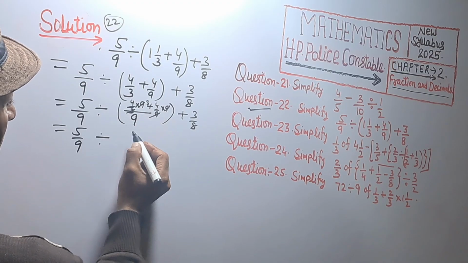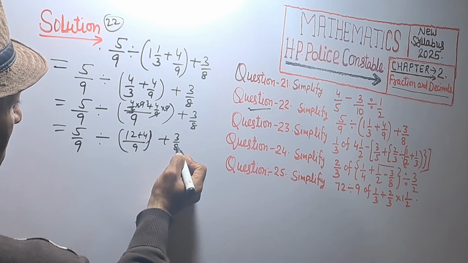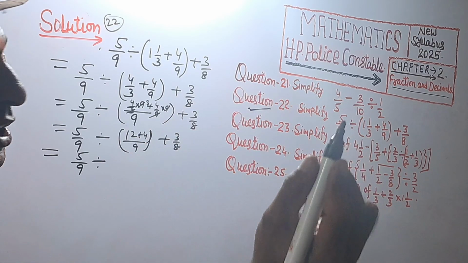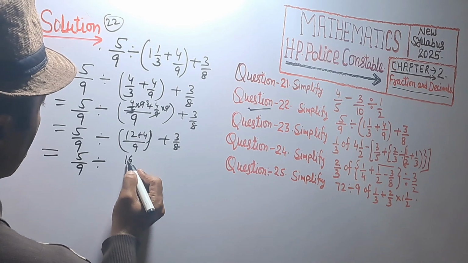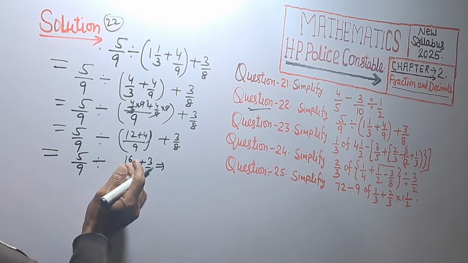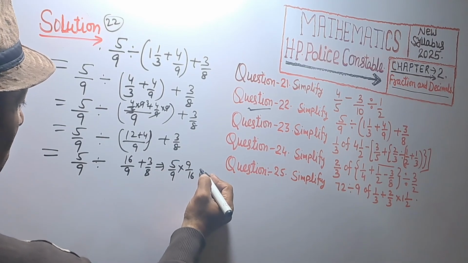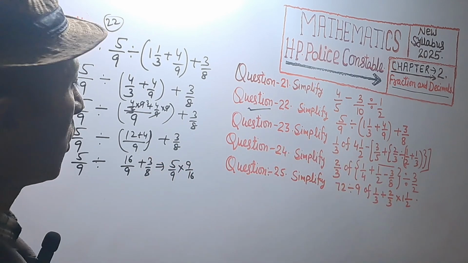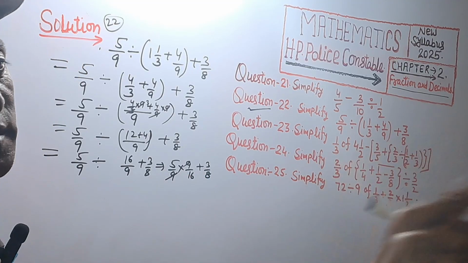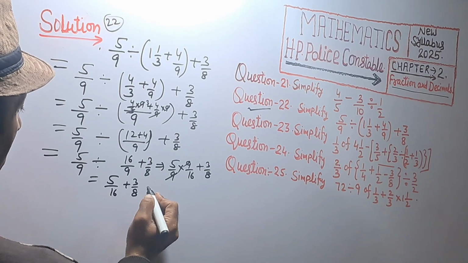4 3s are 12. 12 plus 4 upon 9 plus 3/8 equals 5/9 divided by 12 plus 4, that is 16/9 plus 3/8. Divide changes into multiplication, that is 5/9 into the reciprocal of 16/9, which is 9/16, plus 3/8. 9 and 9 are cancelled and we get 5/16 plus 3/8.